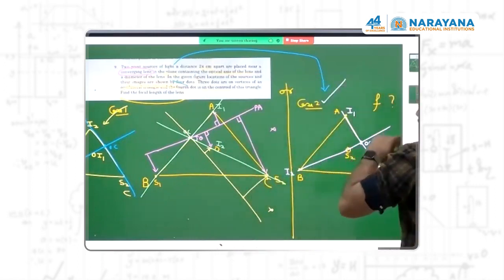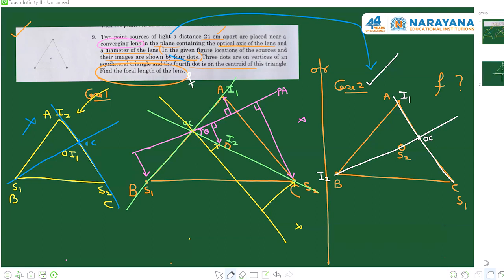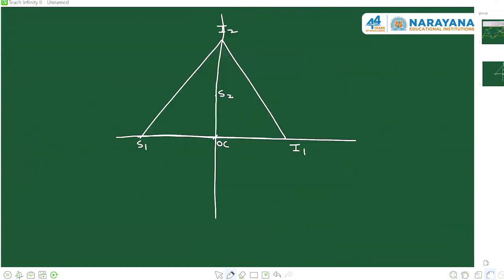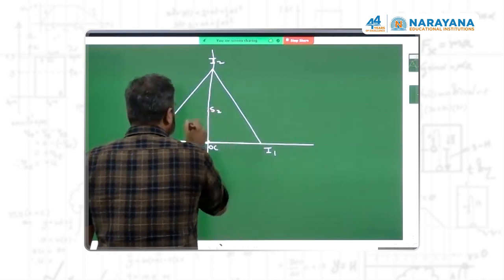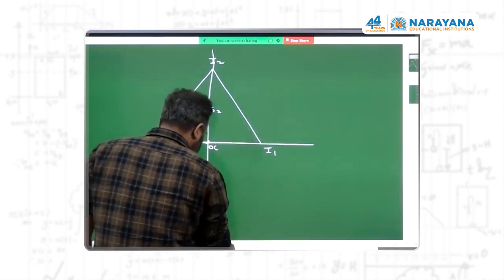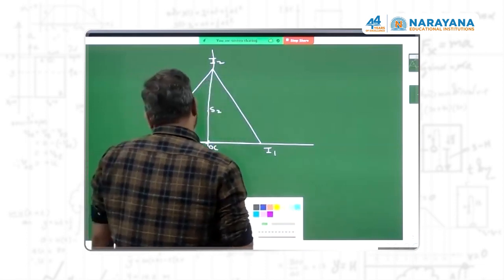Now what is the data given? He wants me to find out the focal length of the lens. I'll calculate it, don't worry. What is given to me in the problem? The distance between the 2 point sources of light is given as 24. So I will definitely use that property here. Now we will use that distance, 24. Now first let me draw the principal axis and finish off the problem.